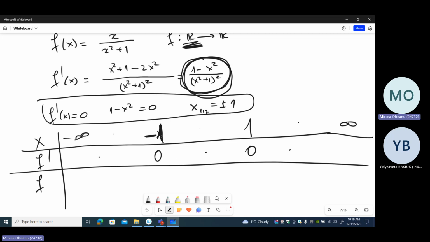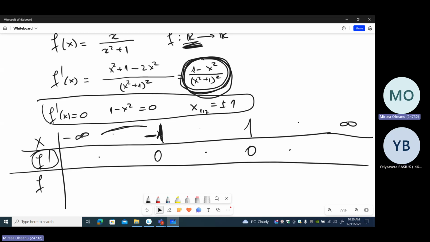Just tell me now the sign on the interval minus infinity, minus 1. F prime is positive or negative? I'm sorry. So we need to replace the x with the... Look, attention. On the interval minus infinity, minus 1, so when x belongs to this interval, the function f prime, which is written here, takes a sign, positive or negative. We have to decide. Yes?